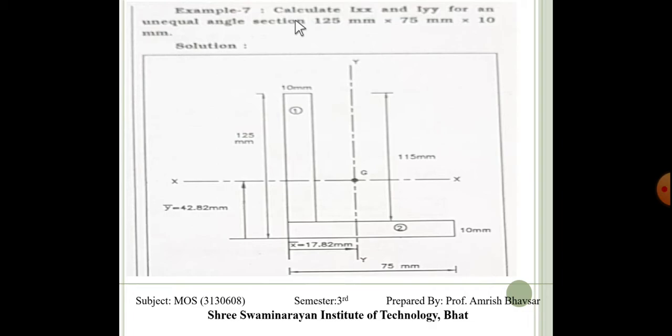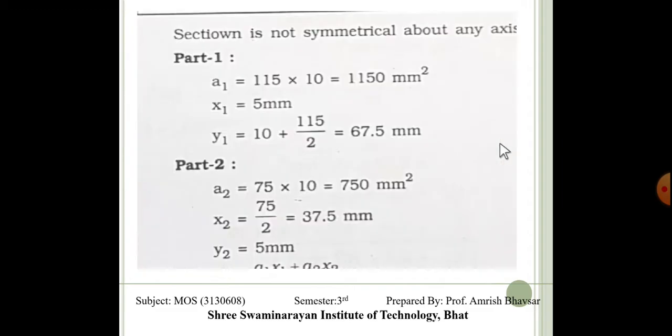Now calculate Ixx and Iyy for an unequal angle section 120 mm by 75 mm and 10 mm thick. So it is 125, it is 75, and the thickness is 10 mm. So this is not symmetrical, meaning it's an unsymmetrical section. So we have to first find out x bar and y bar. After getting x bar and y bar, we have to find out the Ixx and Iyy.